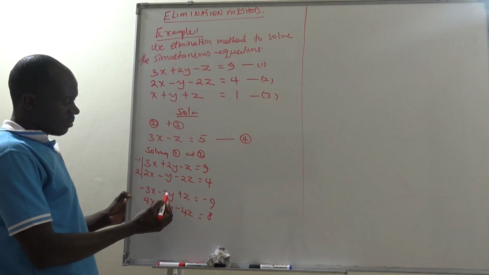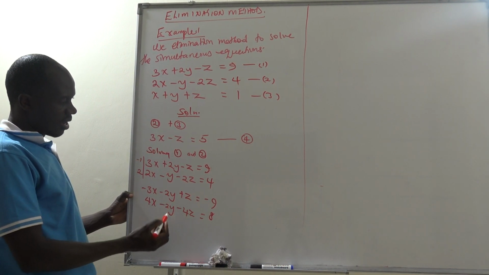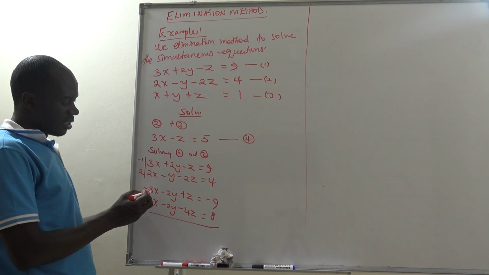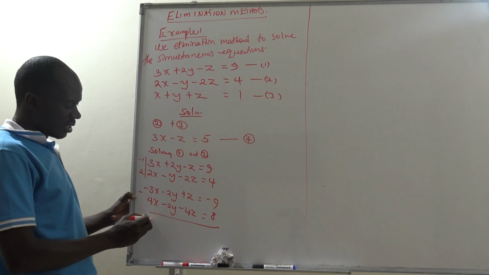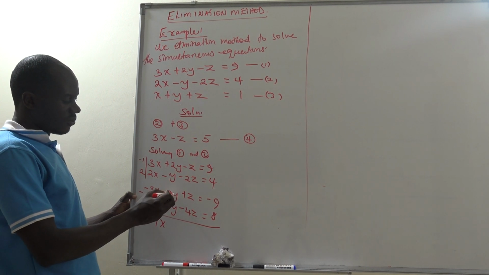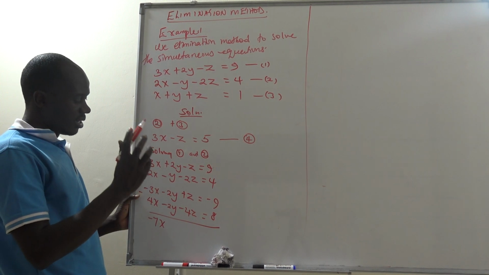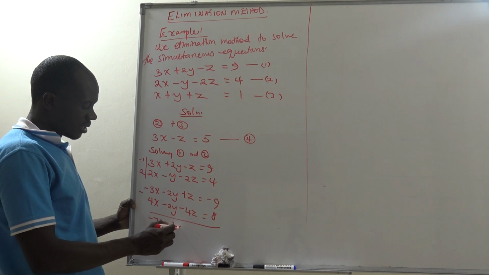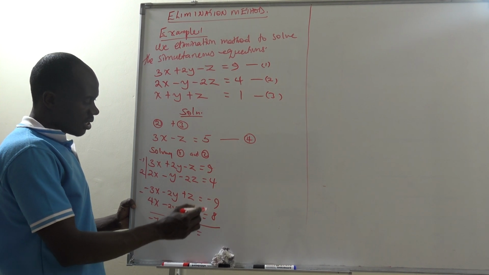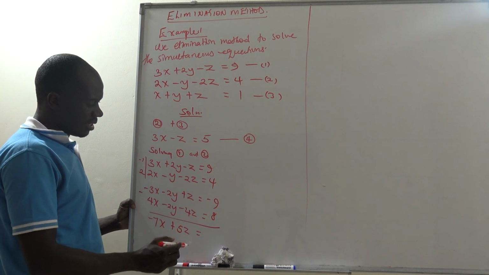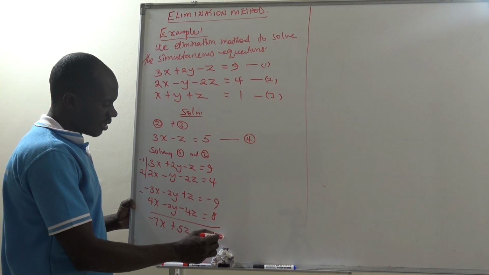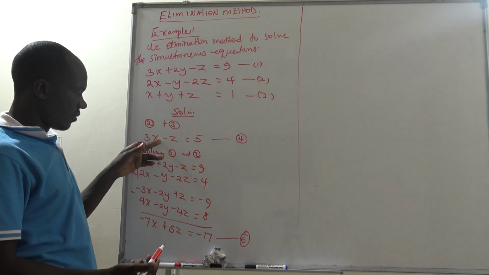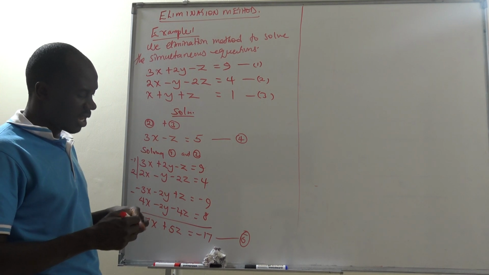What can I do in order to eliminate y? Subtraction. Negative 3x minus 4x gives negative 7x. Negative 2y minus 2y, then y disappears. z minus 4z gives plus 5z, equals negative 9 minus 8, which is negative 17. This is equation 5. You can see this one is in terms of x and z, and also the other one is in terms of x and z.